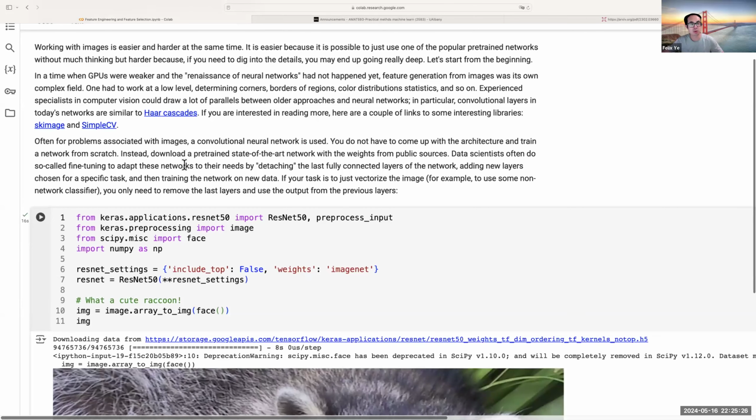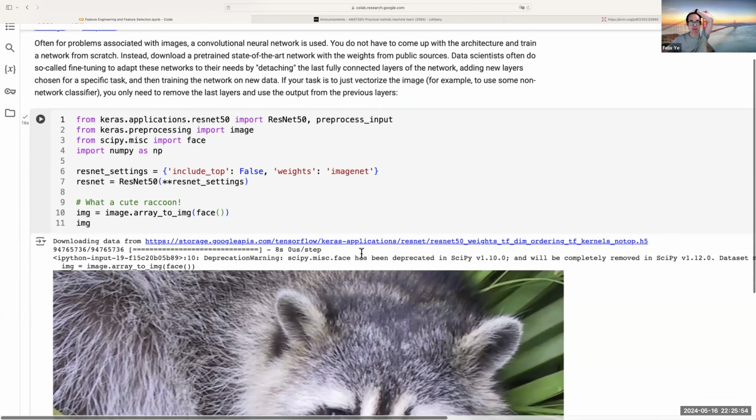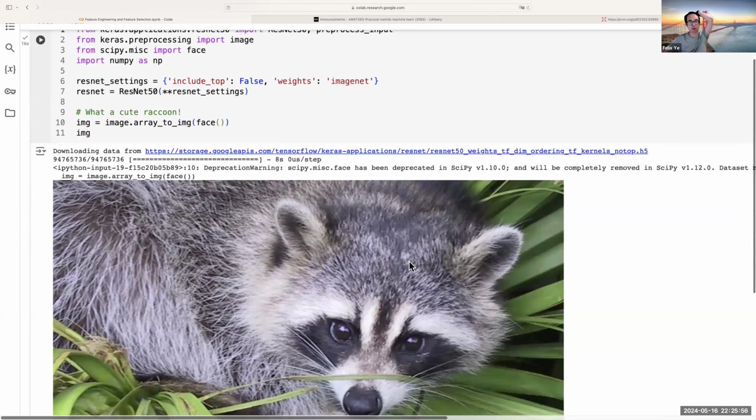For example, we can just download a network, and you don't need to come up with the architecture or train the neural network from scratch anymore. Instead, you use a state-of-the-art network with weights that we already know. Then we can adapt this network and output the features that will be useful here. For example, this is an image from a test data set that is used a lot, which is a raccoon.